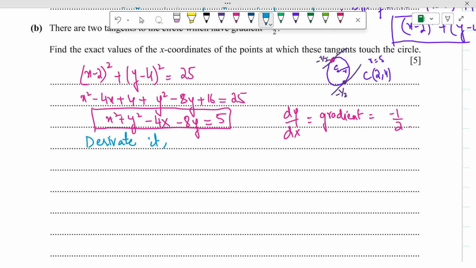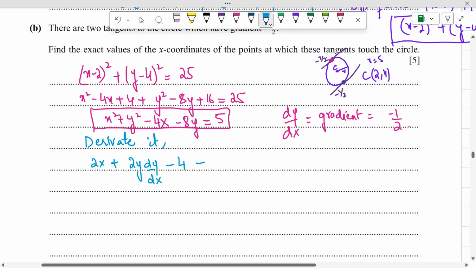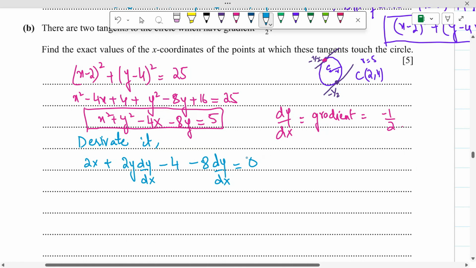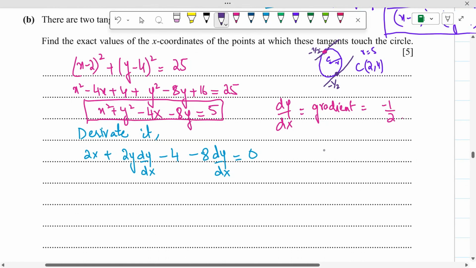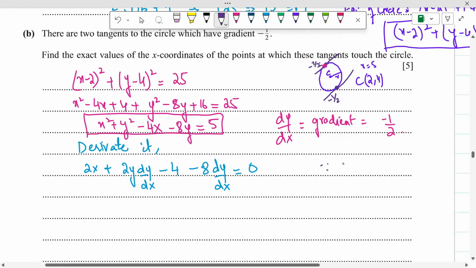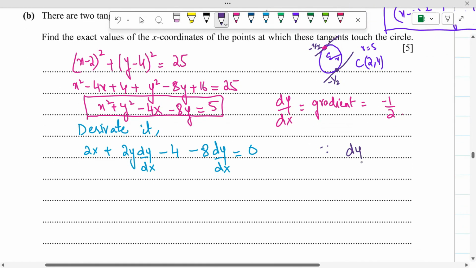The derivative of x² is 2x, plus the derivative of y² is 2y dy/dx, minus the derivative of 4x is 4, minus 8 times the derivative of y, which is dy/dx, equals the derivative of 5, which is 0, because the derivative of a constant is 0. Now it is given that the gradient at the tangent is equal to negative half, which is also the gradient of the circle at that point.